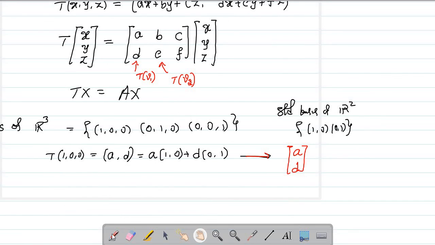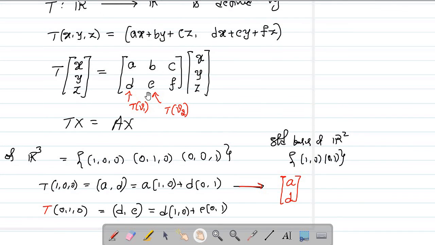The second basis element here is (0,1,0). Its image, the image of (0,1,0), is nothing but (b,e). This can be written as b into (1,0) plus e into (0,1). And similarly, you can see what the third column is. The third column is the image of the third element in the basis set, that is the image of (0,0,1). And that you need to express as a combination of the basis elements here.